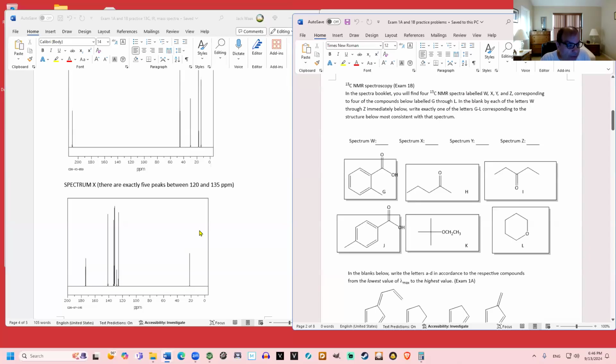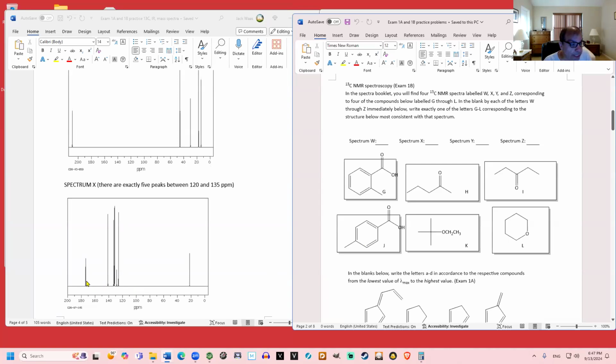Looking at spectrum X, it says for spectrum X, there are exactly 5 peaks between 120 and 135 parts per million. If something's hard to see, I would certainly give a hint like that. I think all the questions in my exam are fair. I think it's easy enough to see everything, and if I had any doubt, then I gave little hints like that. So there's 5 peaks here and a 6th one over here. All 6 of those peaks are in the aromatic region. That's where aromatic carbons show up. So it must be either G or J. Those are the only 2 that are aromatic.